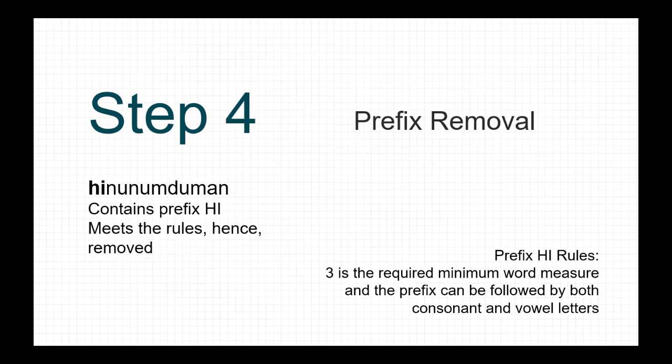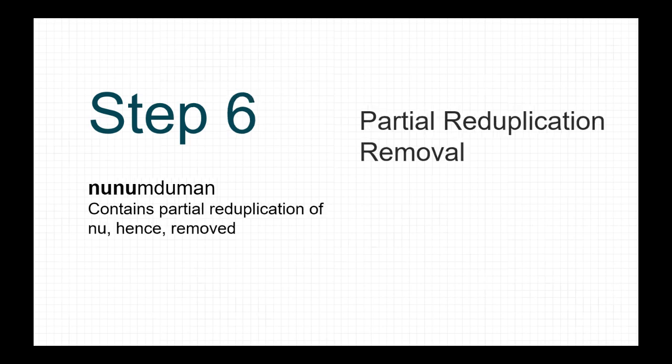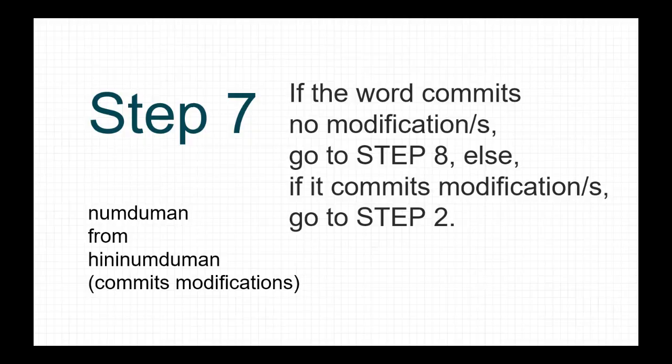Step 4 is about prefix removal. The prefix is removed if the rules of that prefix are met by the word. Step 5 is about infix removal. The infix is also removed if the rules of that infix are met by the word. Step 6 intends to remove partial reduplication if the word's first syllable is repeated. Step 7. If the word commits no modification, go to step 8. Else, if it commits modification, go to step 2.